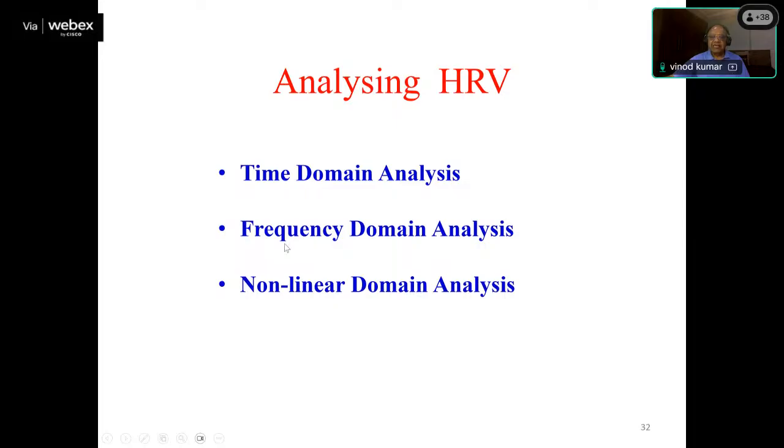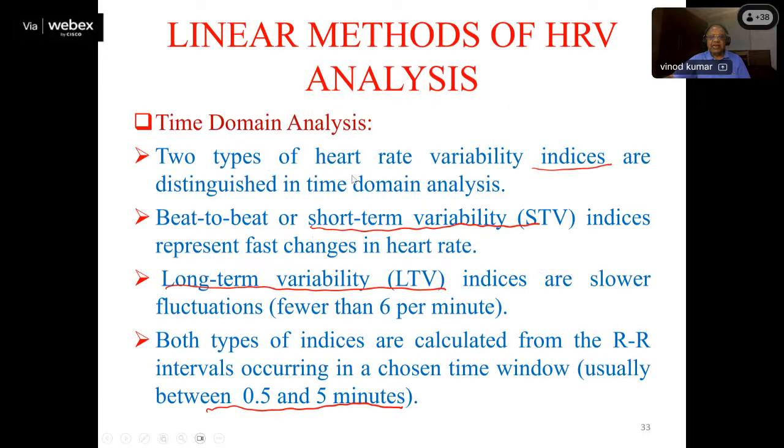Time domain analysis, frequency domain analysis, non-linear analysis. I will just give you an idea about time domain and frequency domain because we are short of time. In time domain, we study short time variability and long time variability. One is for 0.5 minutes, another one is 5 minutes. In 1 minute we have 60 to 70 beats, so 0.5 minutes means around 30 beats.